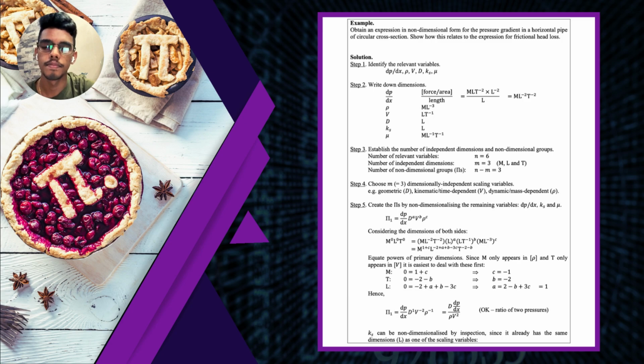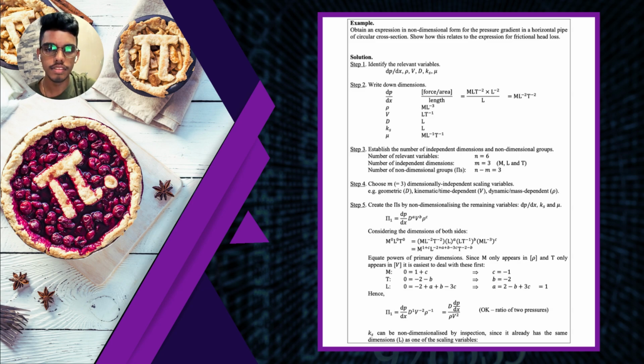After that, we can continue with step 4, where we have to choose the dimensionally independent scaling variables using the m value. Since the m value is equal to 3, for this question we can take an example. We can choose diameter D, velocity, and density as the dimensionally independent scaling variables. So after that, for step 5, we can create the pies by non-dimensionalizing the remaining variables.